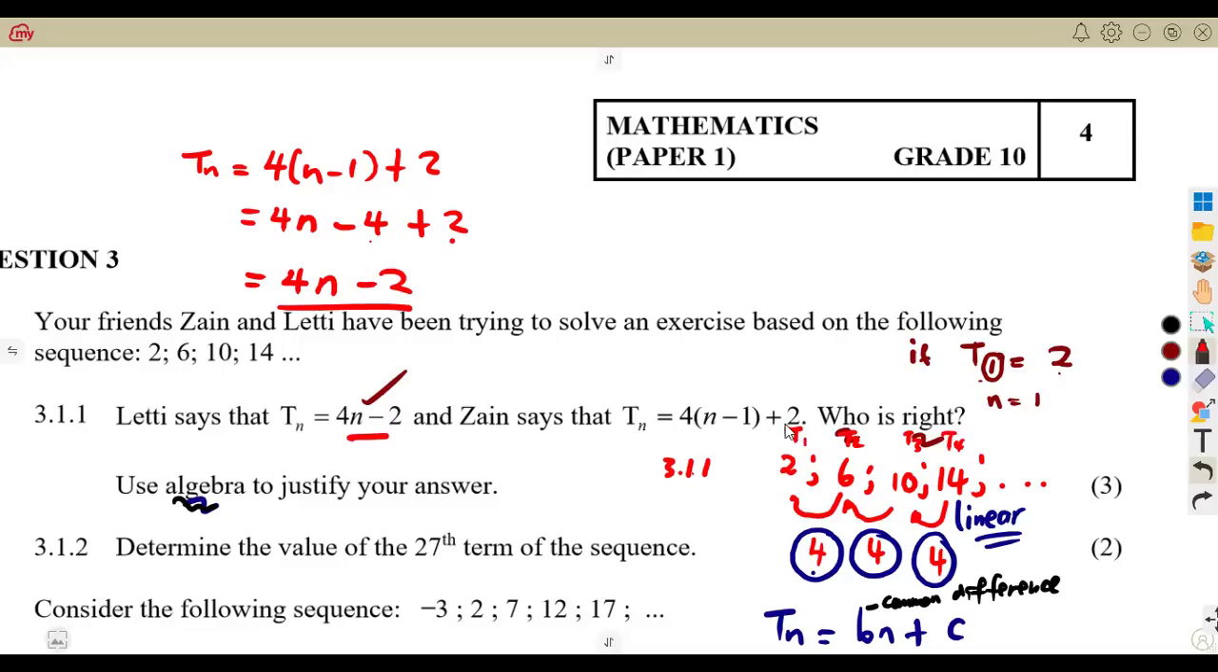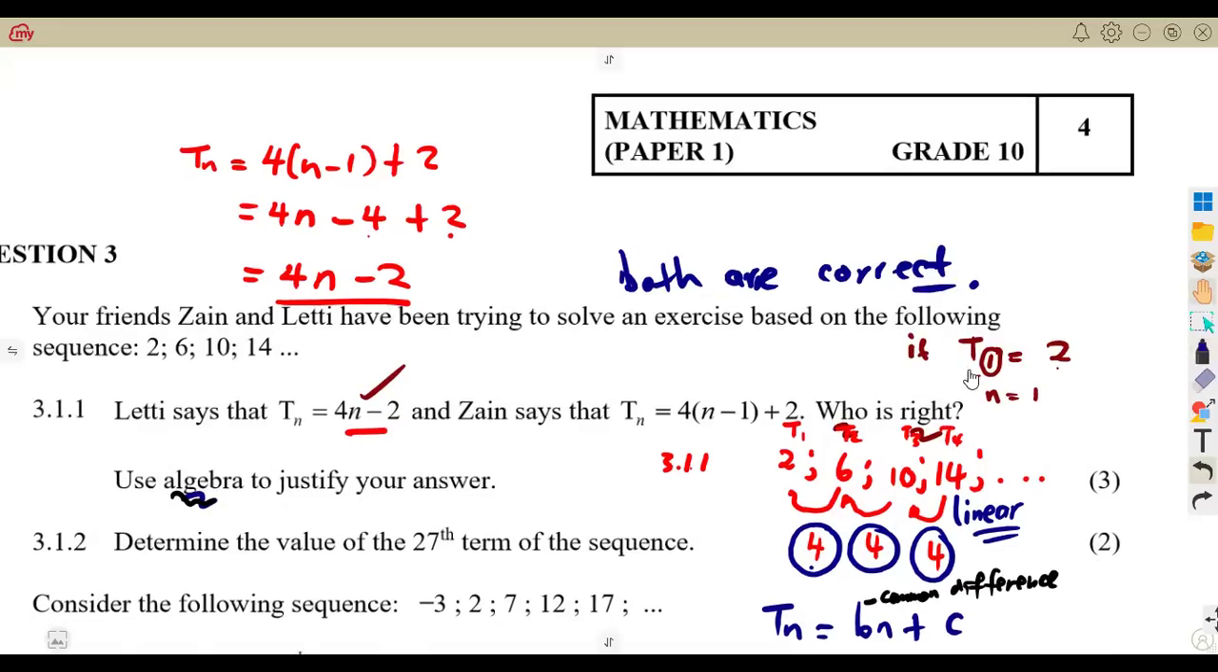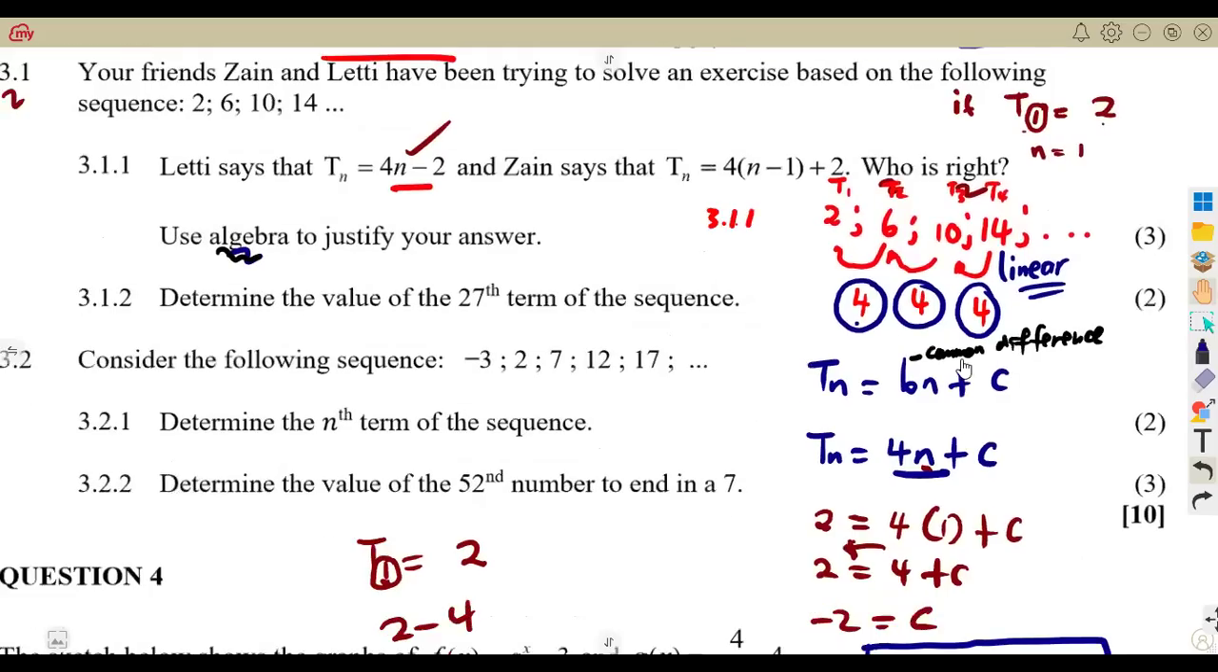So these guys, they're both correct. No one is wrong. In this case, due to our algebra, you can see that it is the same answer. Both are correct. They have the same answers there, which is our Tn.